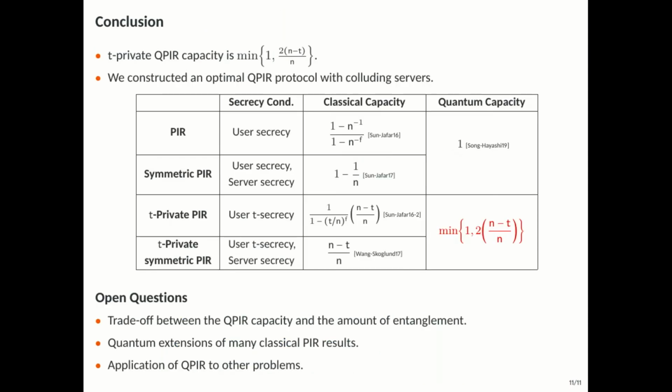So here's the conclusion. We constructed an optimal QPIR protocol with colluding servers, and we derived the capacity, and our derived capacity is greater than the classical counterparts. And there are many open problems on QPIR. One is the trade-off between the QPIR capacity and the amount of allowed entanglement, because we assume that servers share any amount of entanglement to achieve this capacity. But if we restrict the entanglement, we don't know if it decreases or not. And there are many classical PIR studies, so quantum extensions can be considered. Thank you very much.